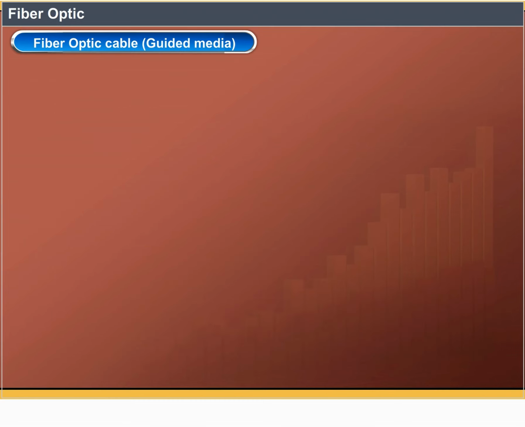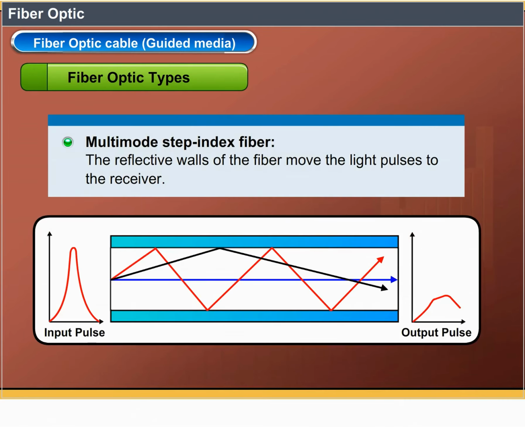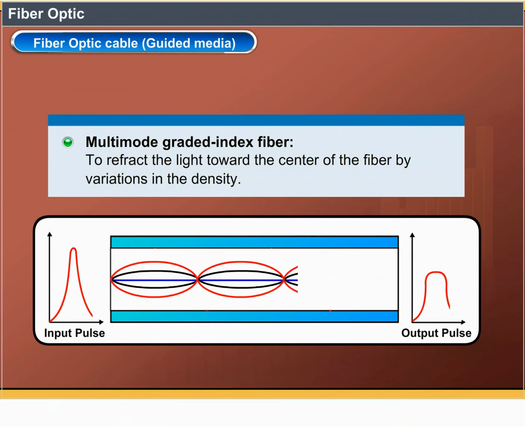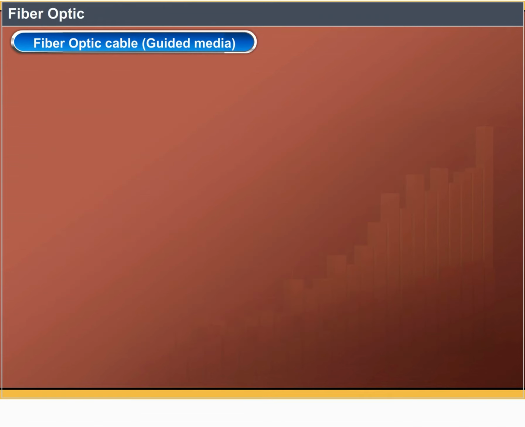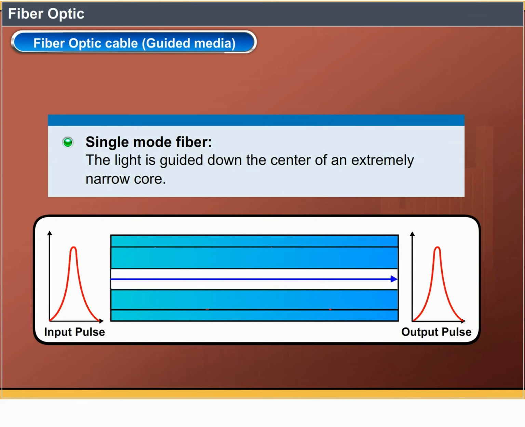Fiber optic types. Multi-mode step index fiber: the reflective walls of the fiber move the light pulses to the receiver. Multi-mode graded index fiber: to refract the light toward the center of the fiber by variation in the density. Single mode fiber: the light is guided down the center of an extremely narrow core.